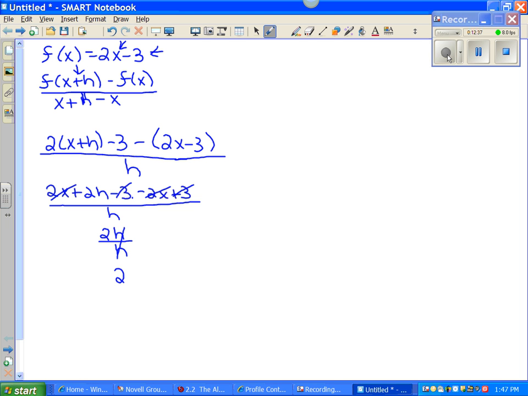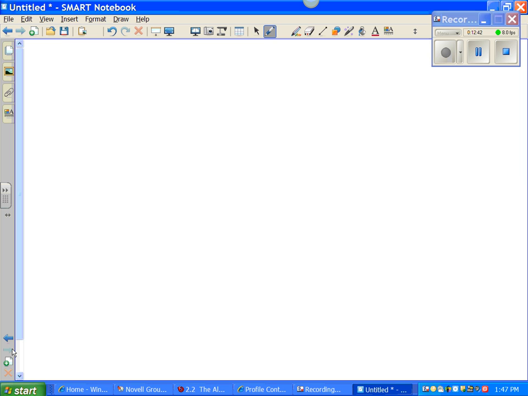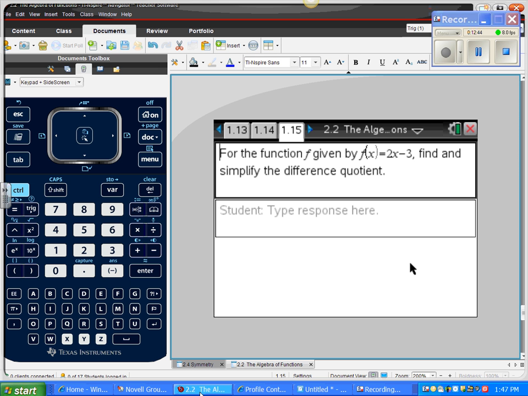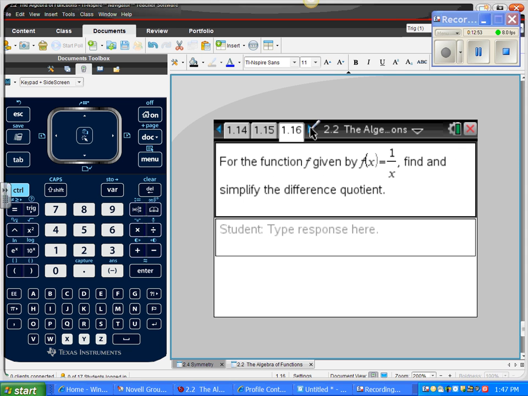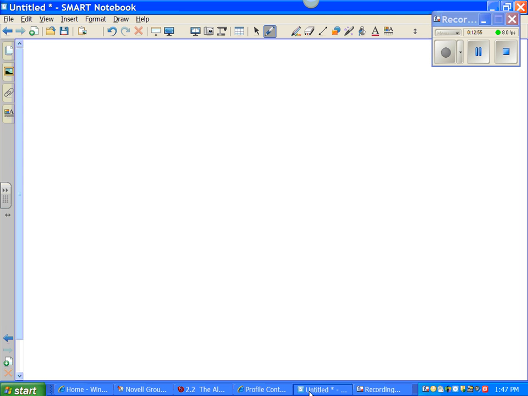Now, everybody's going to say, okay, so that's pretty easy. Does it get harder? Well, yeah. So let's try the next one. For the function f given by f of x equals 1 over x, find and simplify the difference quotient. So our function is 1 over x. Still have our difference quotient, and this is the already simplified version here.